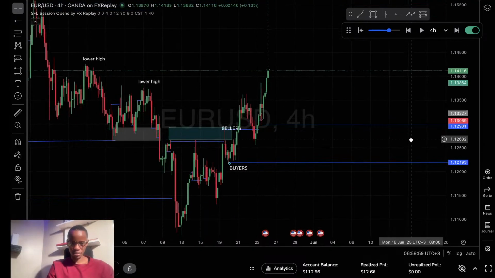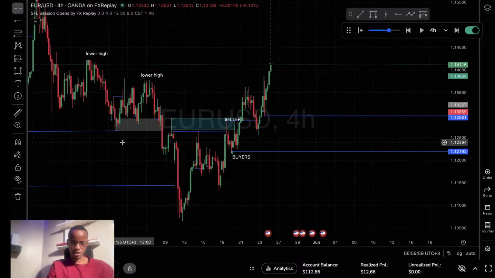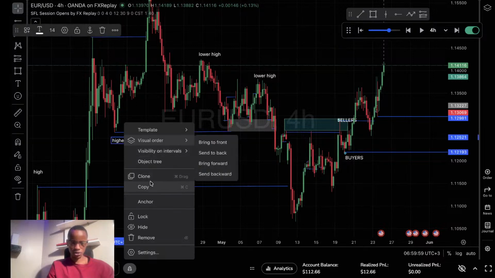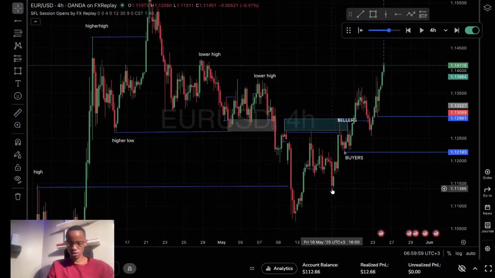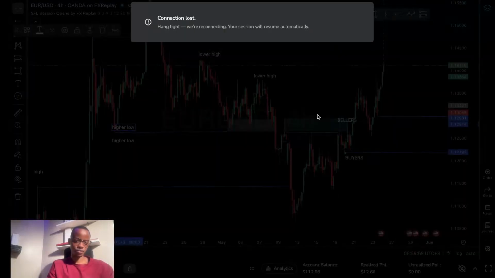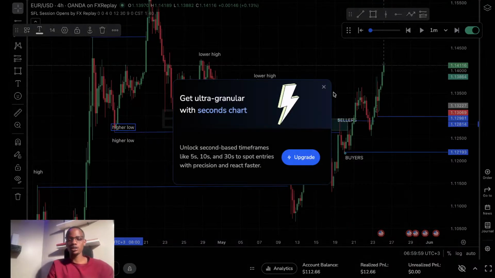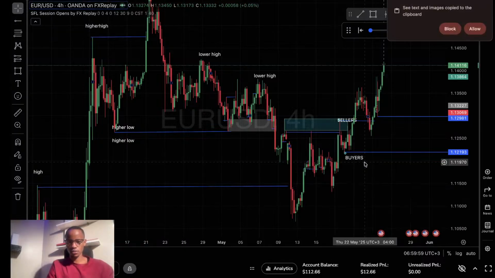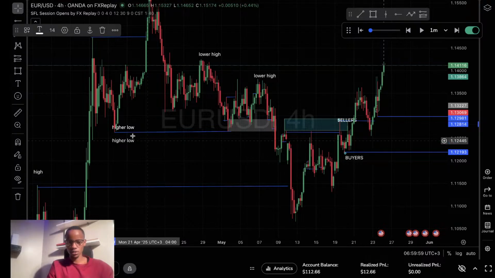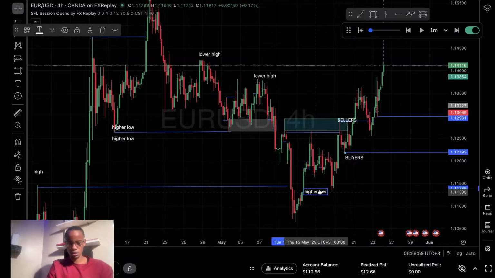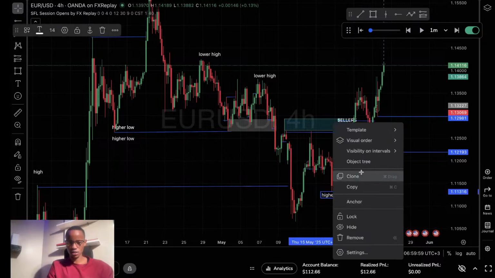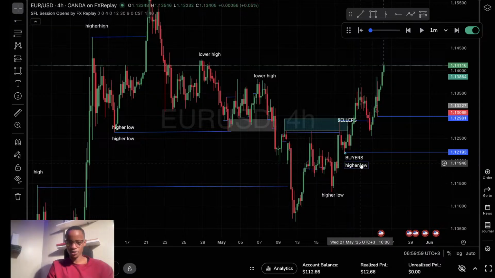So we need to actually mark our highs and higher lows. Yeah, higher lows and higher highs. So I'm going to copy this, paste. Connection lost. I want to paste it. This is a higher low now. We've started creating higher lows, yeah? This is another higher low with these buyers.